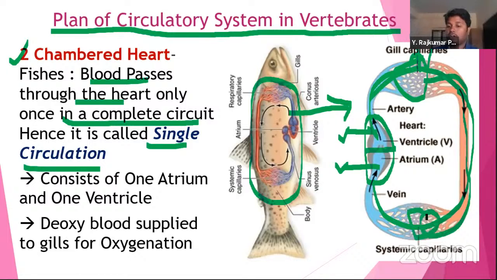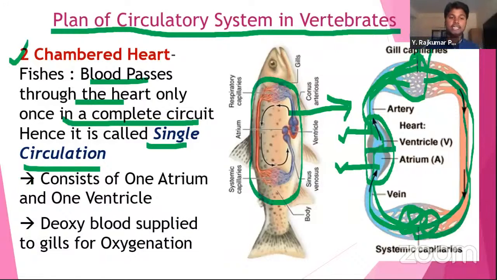And all parts of the body, again deoxygenated blood comes to the heart. Heart again supplies to the gills. Okay. Since the heart is supplying the blood to the gills, it is called branchial heart. So in fishes, you find branchial heart because heart is supplying blood to the gills.